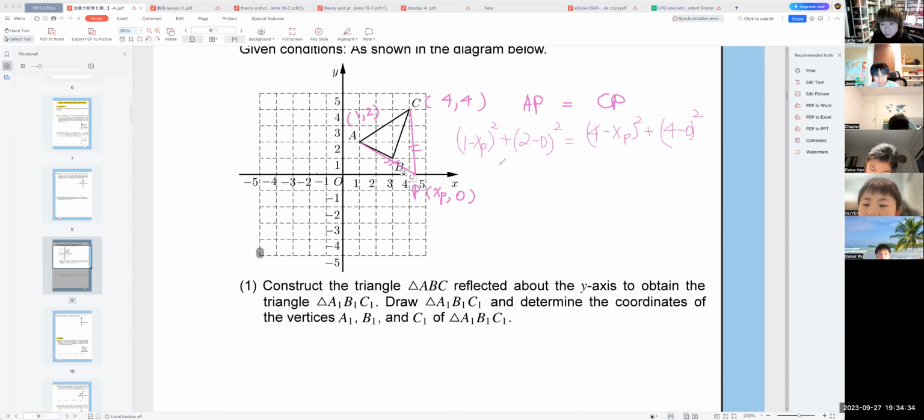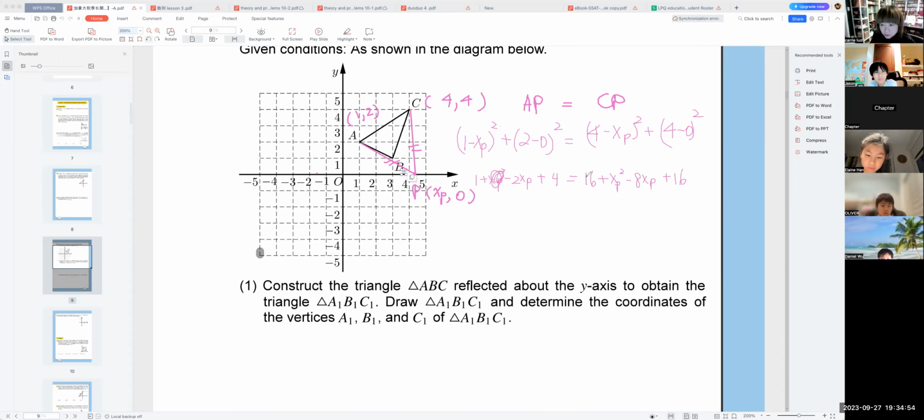So everybody, 1 minus xp squared is 1 plus xp squared, minus 2xp, plus 4 equals 16 plus xp squared minus 8xp plus 16. Correct, everybody? Okay, so the good thing is xp squared and xp squared can always be eliminated. Wait, where did the second xp squared come out from? From here.